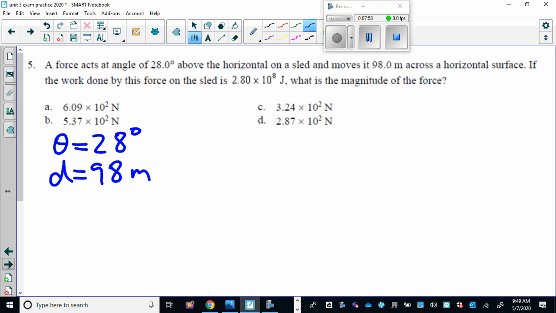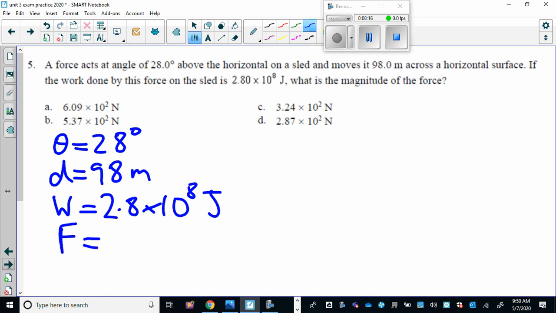If the work done, so this time they give you the work, and I can already see the answers actually are wrong. The exponent in the answers is wrong, 2.8 times 10 to the 8 joules. What is the magnitude of the force? So same formula as the previous question, we're just solving for F.